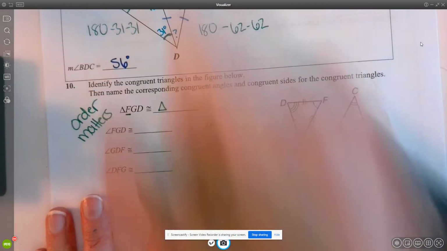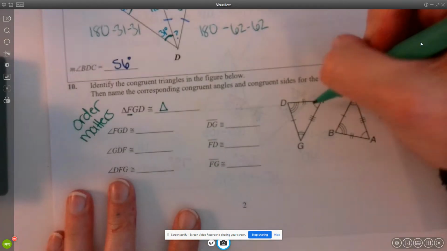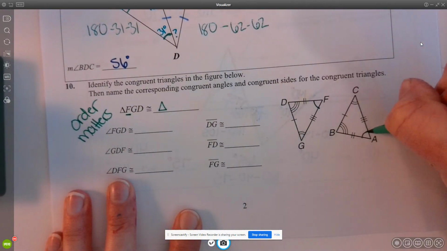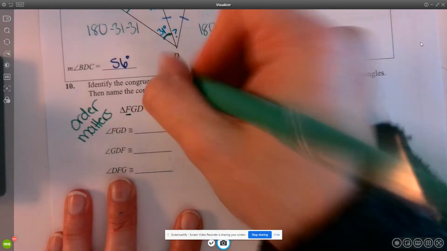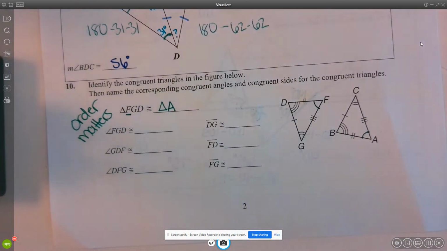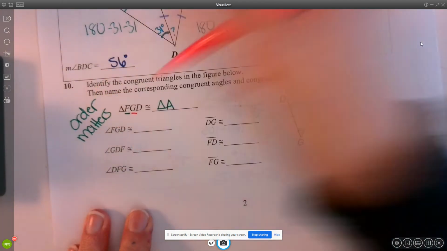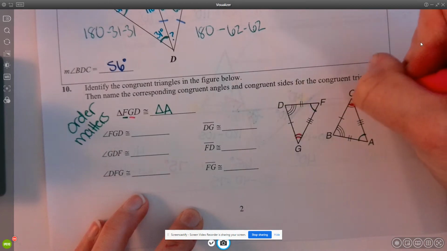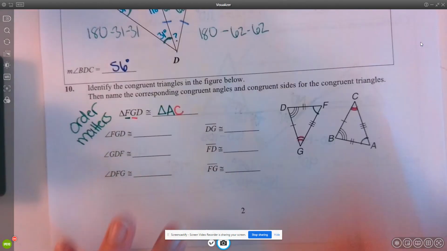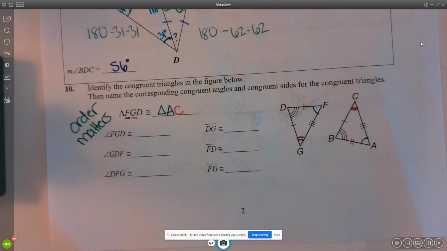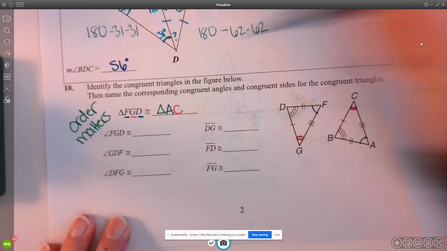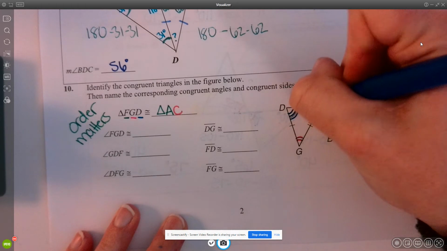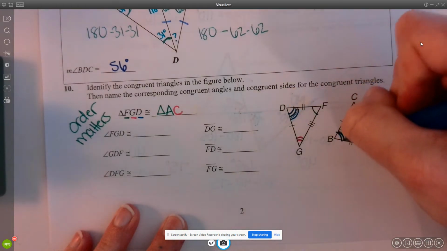Well, vertex F is listed first. Angle F is congruent to angle A. These are corresponding angles. So I need to make sure I list A first when I go to name my second triangle. G is listed second in the name. G has 2 arcs. It corresponds to angle C. So I need to make sure I write C next. D is last in the name. Angle D, which has 3 arcs, corresponds to angle B.